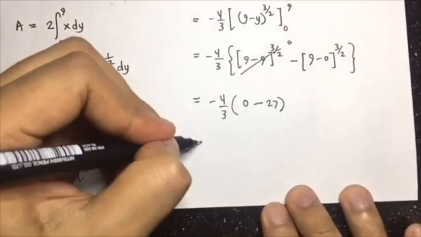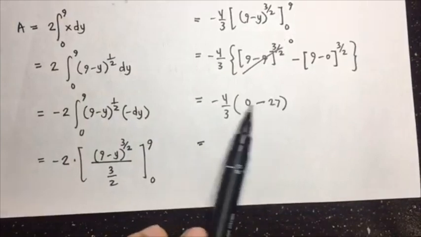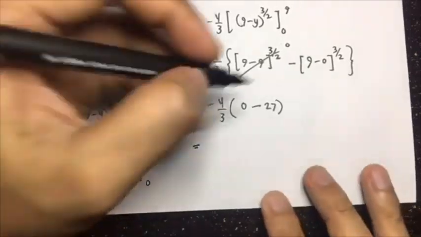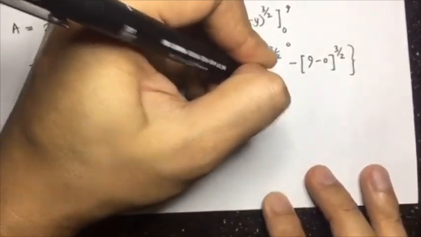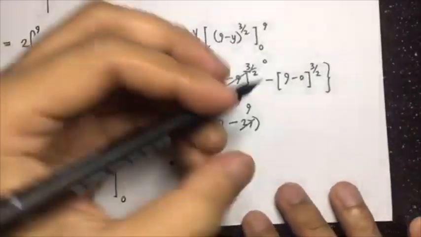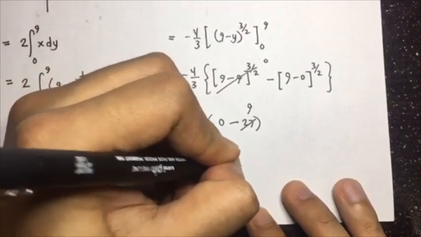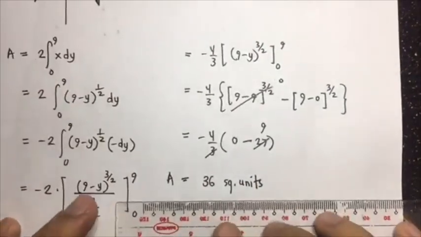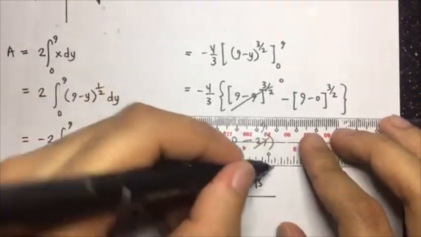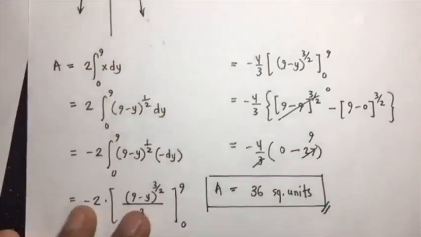Okay, so negative 4 over 3 times negative 27, so the 3 cancels out, this will become 9, so negative 4 times negative 9, that is positive 36 square units. So we still obtain the same answer even if we use a horizontal strip.